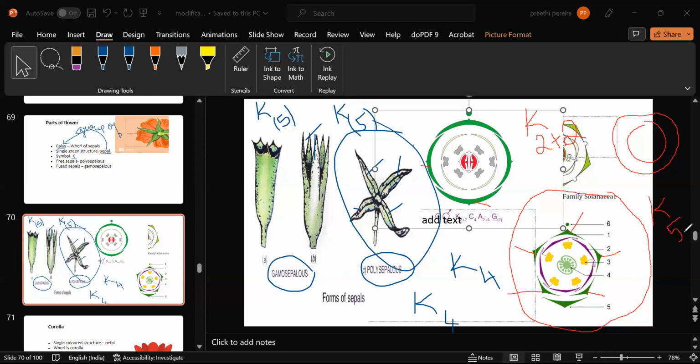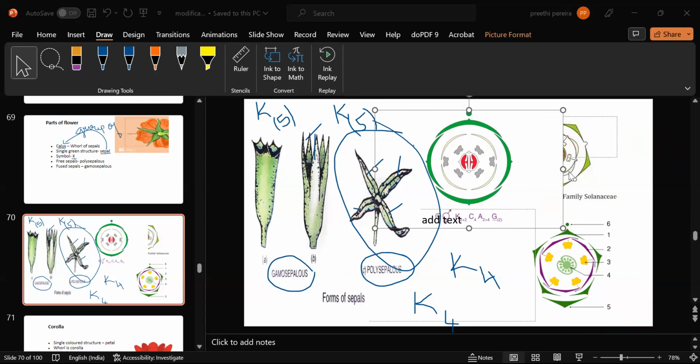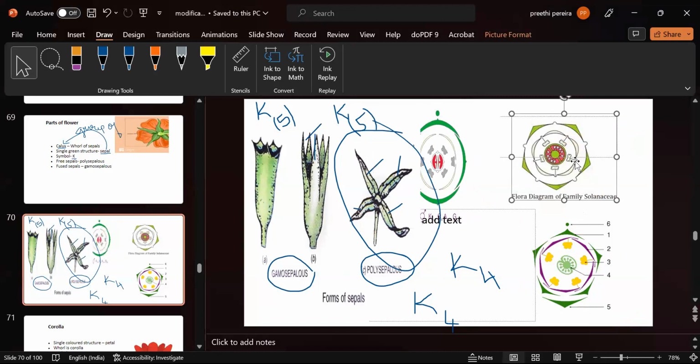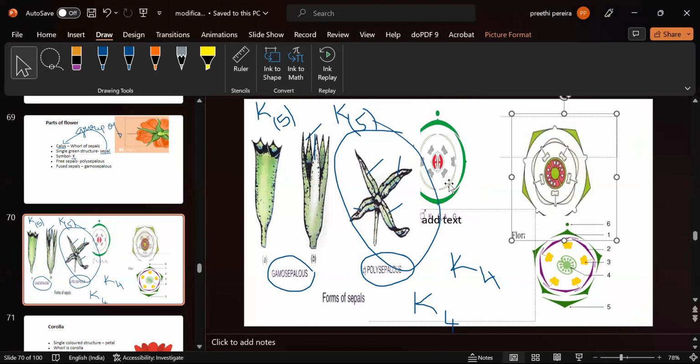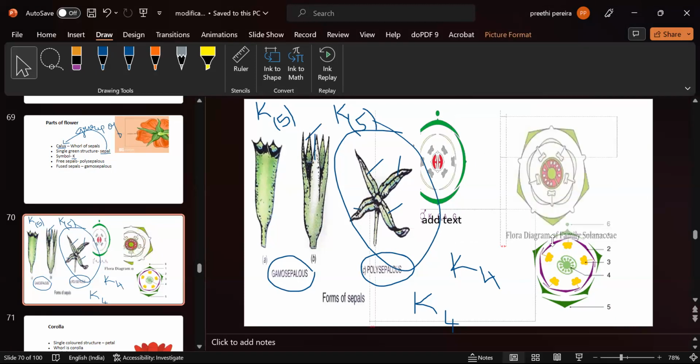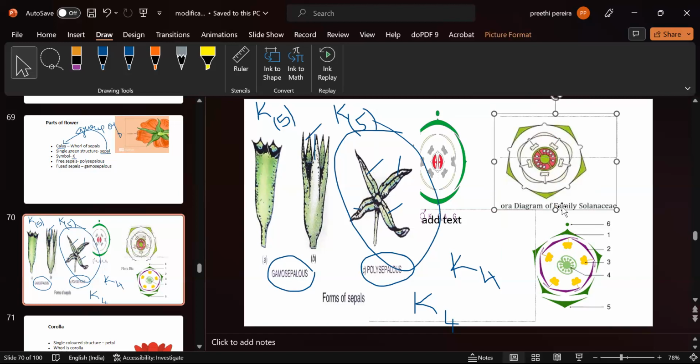Are you understanding how I'm explaining each and everything? Okay. Let's go to the next one. Look over here. This is the family of Solanaceae. So tell me how to represent this one. Which is the calyx whorl? You all tell me. In this diagram, which is the calyx whorl and how many calyx are there?